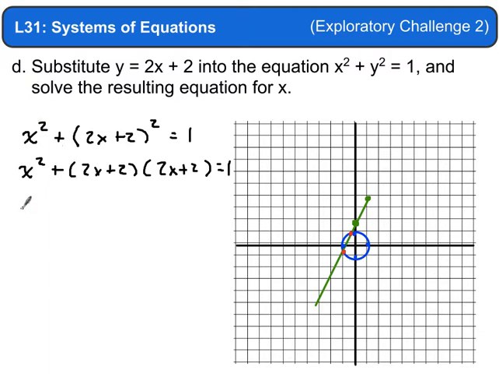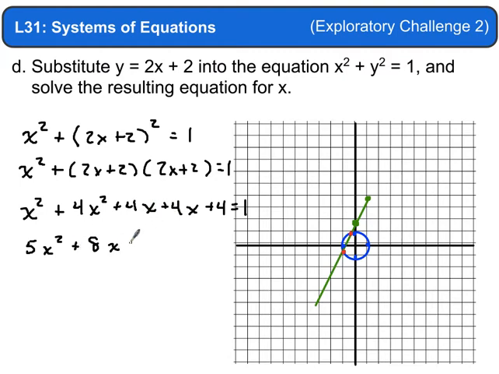And so we have x squared, and then 2x times 2x is 4x squared. 2x times 2 is 4x, and 2 times 2x is another 4x, and 2 times 2 is 4, and we set that equal to 1. So we'll simplify. 1x plus 4x squared is 5x squared. 4x plus 4x is plus 8x. And we have a plus 4 equals 1.